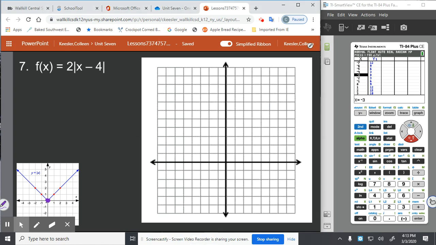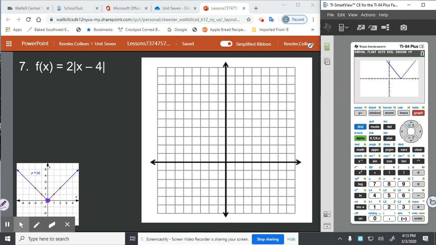Number 7, now we have 2 times the absolute value of x minus 4. So we can go back in, change this to 2. Again, to get the absolute value function, we go to math, over to number, and choose choice 1. And we want to insert x minus 4 here. Then we could graph it just to see what it looks like, so you have a visual. And you can go back to the table to see it there.